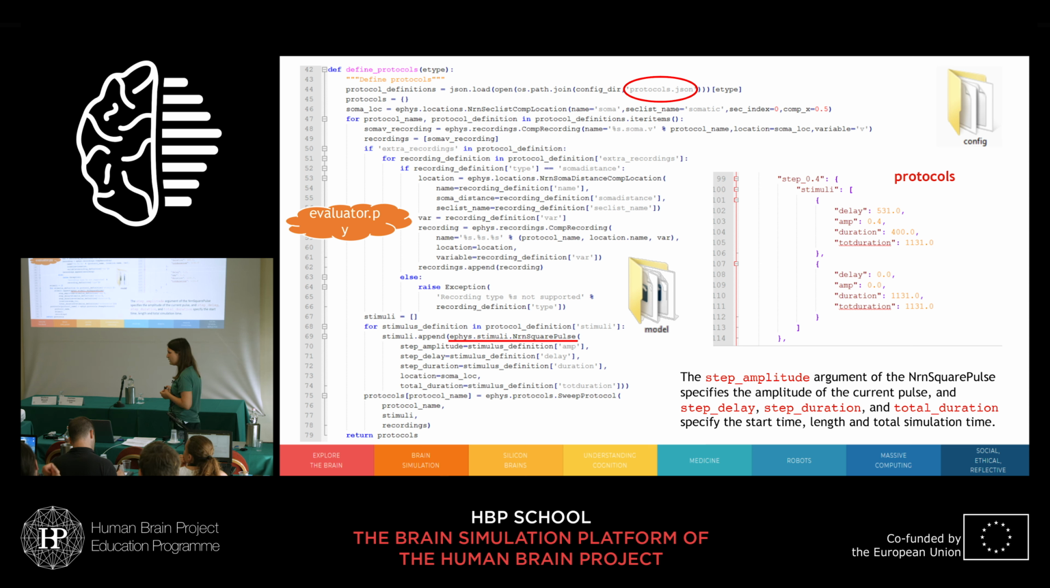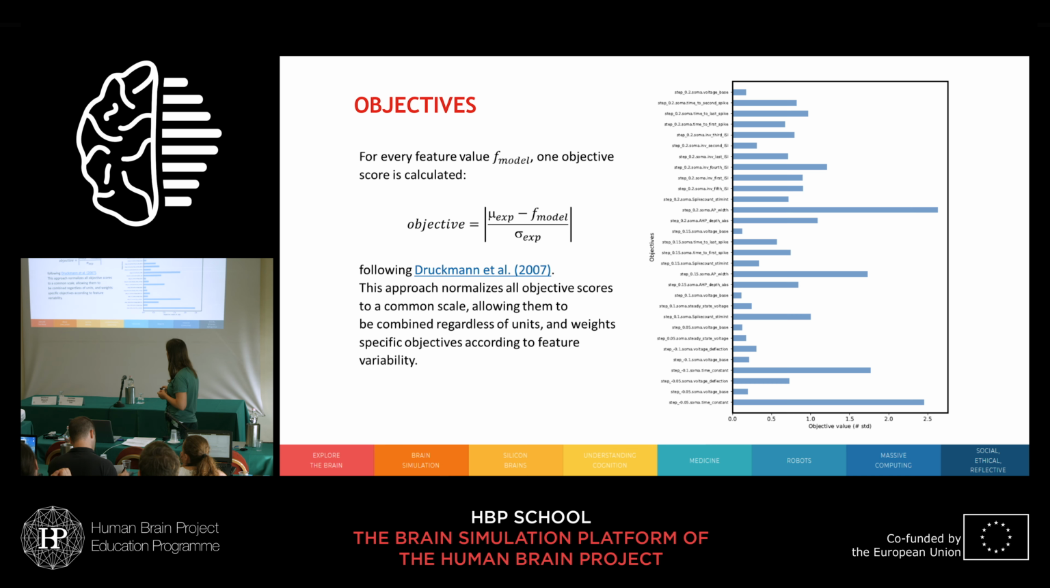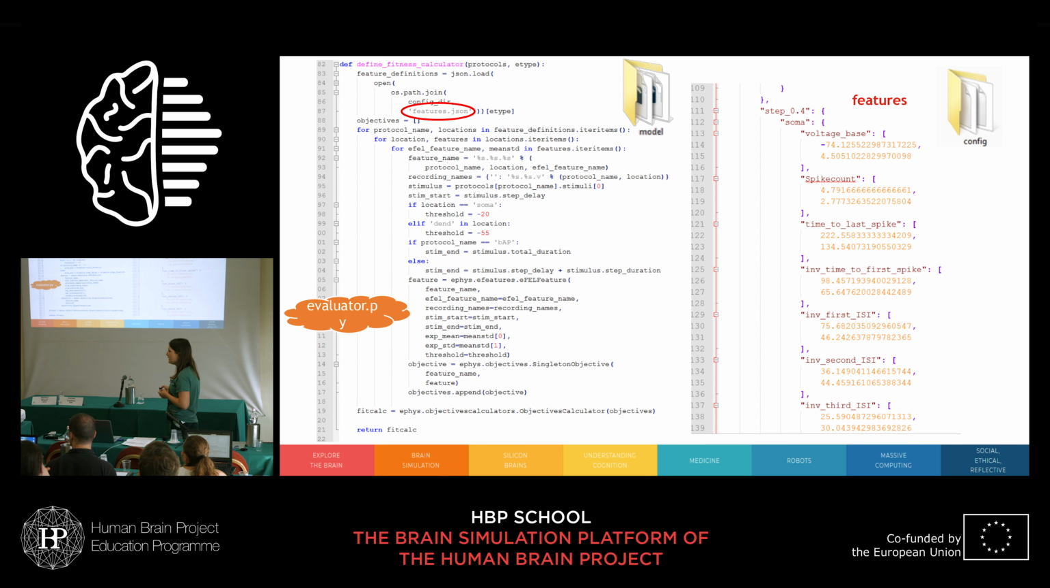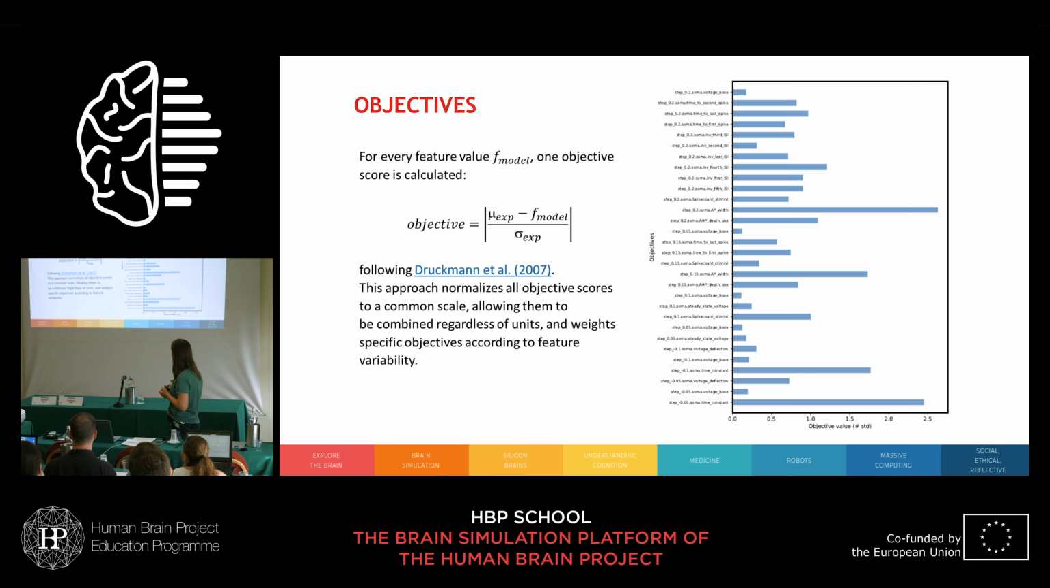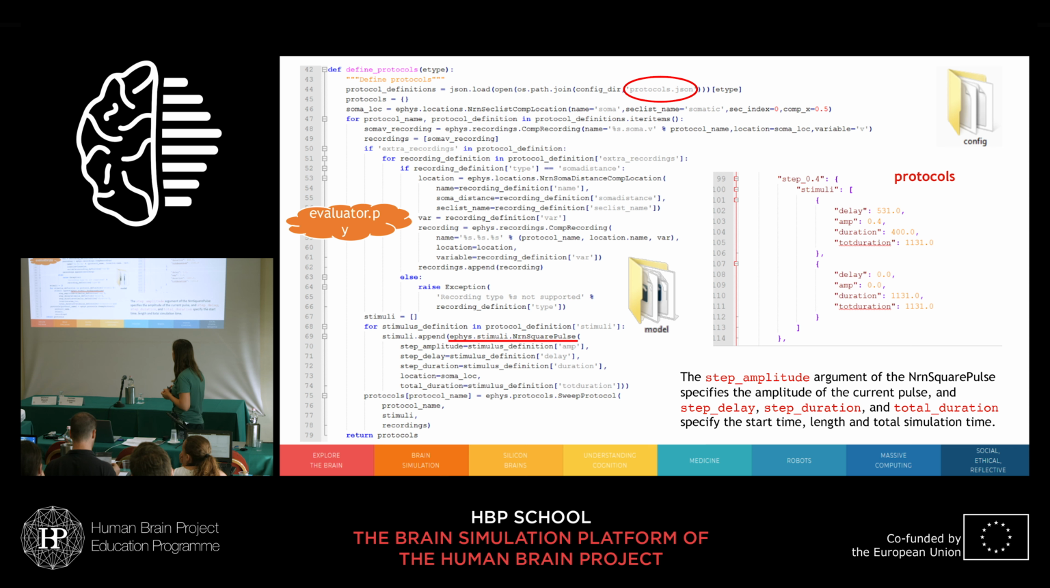Yes? In your previous slide, there were two numbers for each of the features. One more. Yes. Is that an allowable difference? It's mean and standard deviation. Just mean and standard deviation of the feature. This step amplitude argument just specifies the amplitude of the current pulse, and the step delay, step duration, and total duration, like in the protocols.json, specify the start, the time, the length, and the total simulation time. Okay.